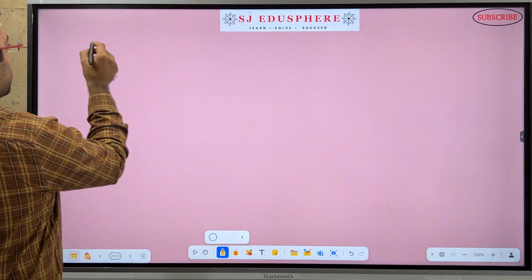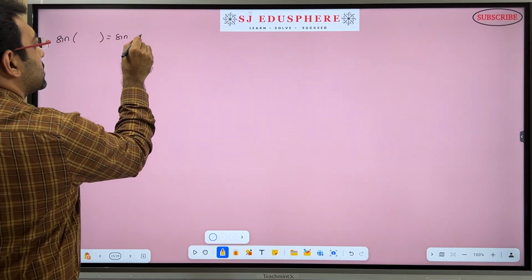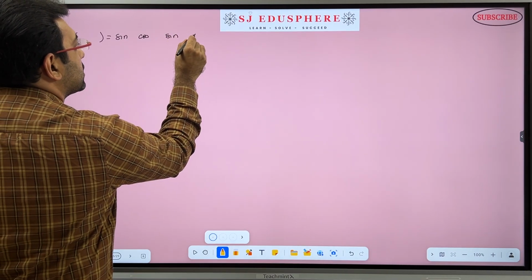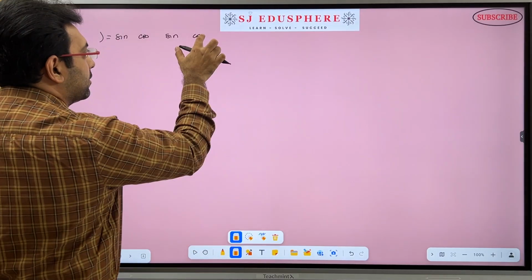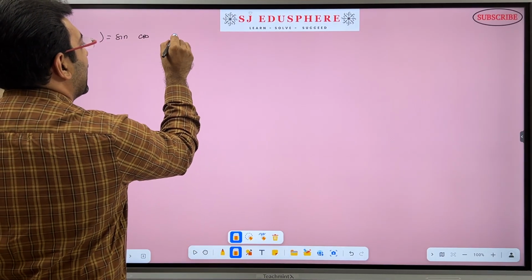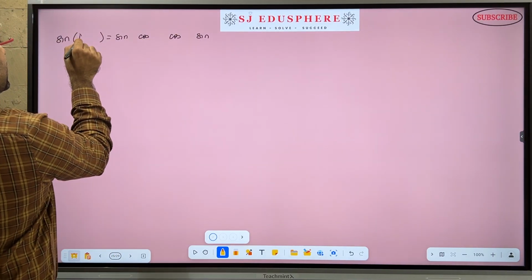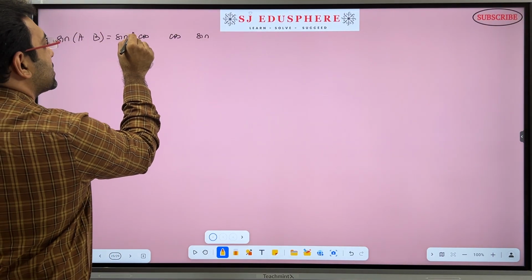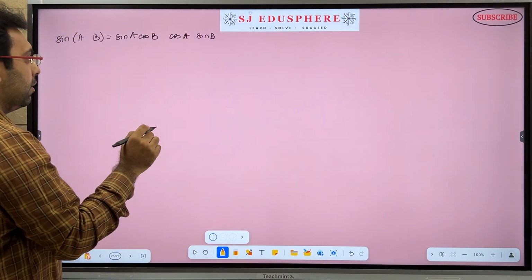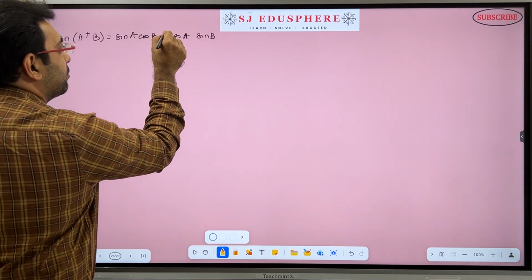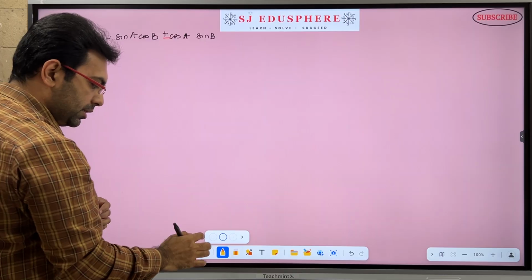So can I say over here, sine maintains the tune: sine cos, cos sine. So I am saying over here, when I have sine of A and B, it will be sine A cos B, cos A sine B. If I give it a plus, it will give me a plus. If I give it a minus, it will give me a minus.